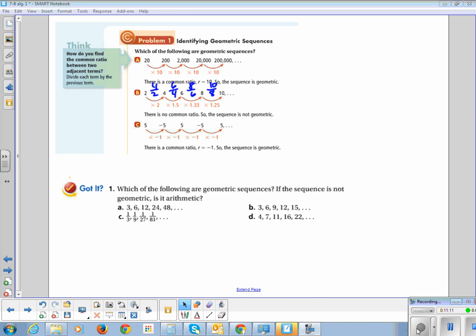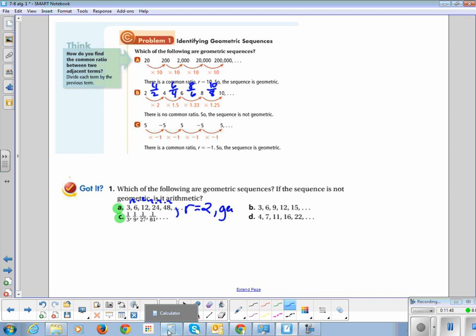All right, so let's do a couple of these guys. Let's do A and C. So A is 3, 6, 12, 24, 48. Just by looking at it, can you guys find a common ratio? Is there something that I multiply by each time to get the next one? Yeah. Is it arithmetic? Here I am actually multiplying by 2 each time. So our common ratio is 2, so it's got to be geometric.